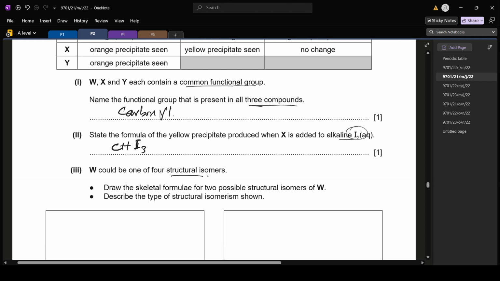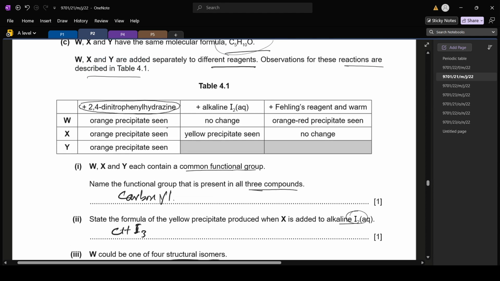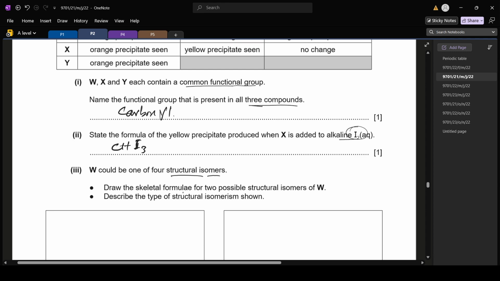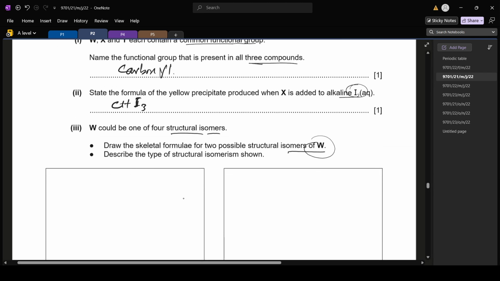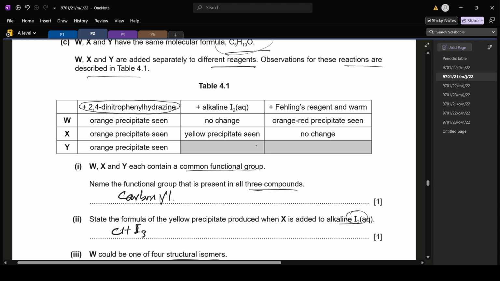W could be one of 4 structural isomers. Draw the skeletal formulae of 2 possible structural isomers of W. Describe the type of structural isomerism shown. Okay, so W is an aldehyde because this gives a positive test with Fehling's solution, and this aldehyde is not attached to a methyl group, so it does not give a positive test with iodine.